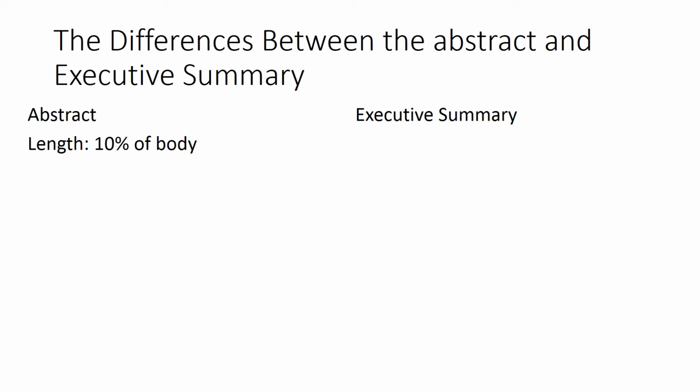So the abstract, generally the length of a good abstract is 10% of the introduction, body, and conclusion, depending on how long it is. I mean, if you've written a 300 page dissertation, probably your abstract is not going to be 10% of that. Probably you'll be told to write something like between 200 and 300 words, something like that. But with an article, a good rule of thumb is 10% of the introduction, body, and conclusion of the article. The length of an executive summary is one full page.